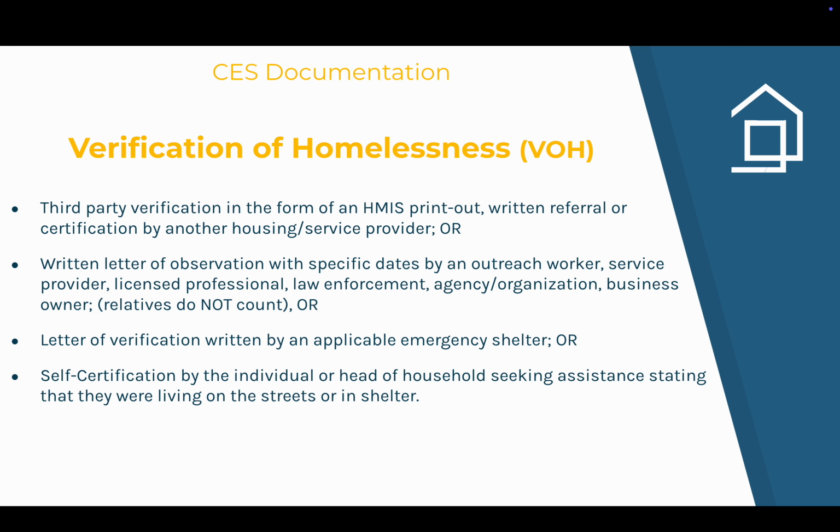VOH can be from a third party in the form of an HMIS printout, written referral or certification by another housing or service provider, or a written letter of observation with specific dates by an outreach worker, service provider, licensed professional, law enforcement, agency or organization. Business owners and relatives do not count. Or the letter of verification written by an applicable emergency shelter. Or self-certification by the individual or head of household seeking assistance stating that they were living on the streets or in shelter. If a self-certification is done, they can only self-certify for 3 months.